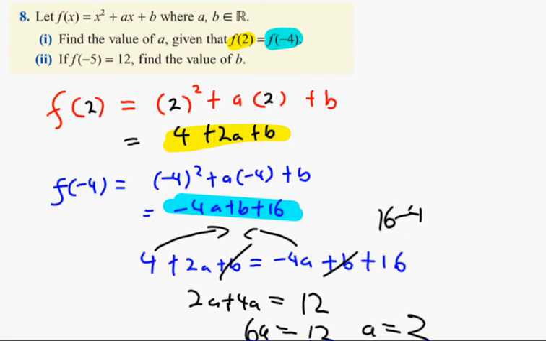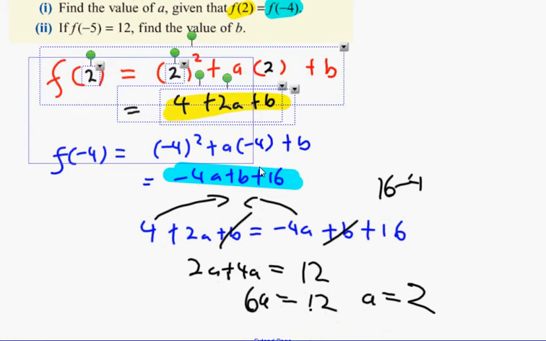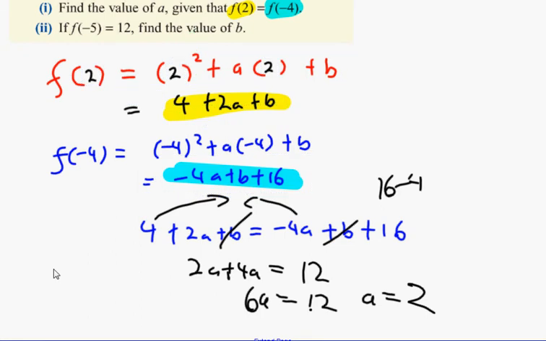Okay, what's the second part then? Anybody want me to... Any questions on this one? So A equals 2. Okay.